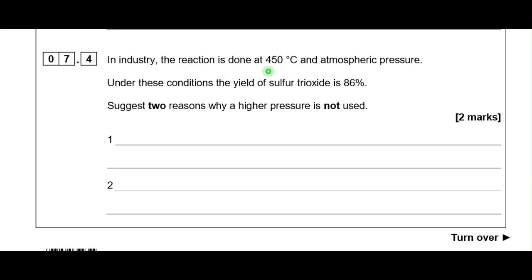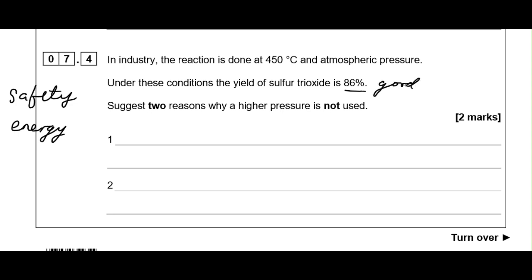7.4. In industry, the reaction is done at 450 degrees Celsius and atmospheric pressure. Under these conditions, the yield of sulfur trioxide is 86%. Suggest two reasons why higher pressure is not used for 2 marks. Whenever we have issues of high pressure, safety has to come into play. And also, to produce high pressure requires a lot of energy. Now, the yield is already good at 86%.